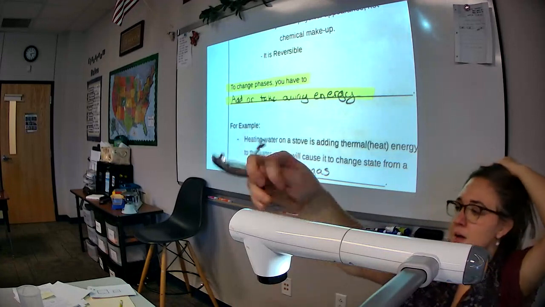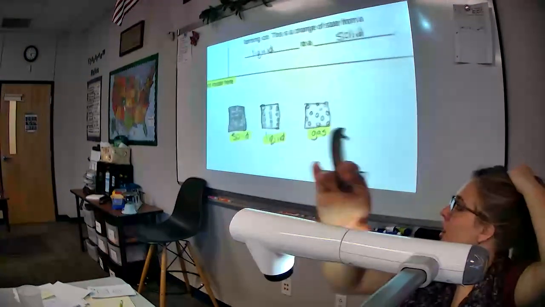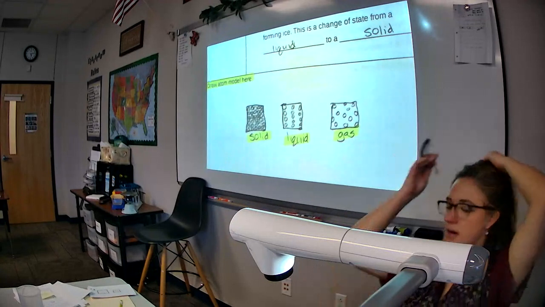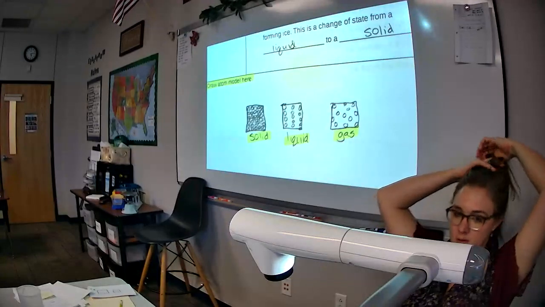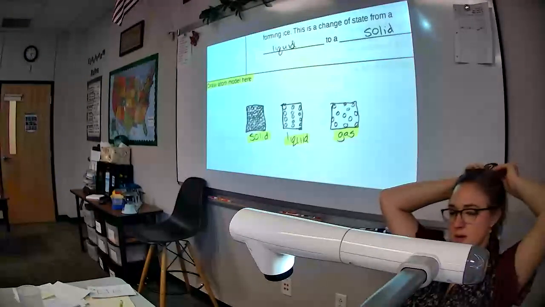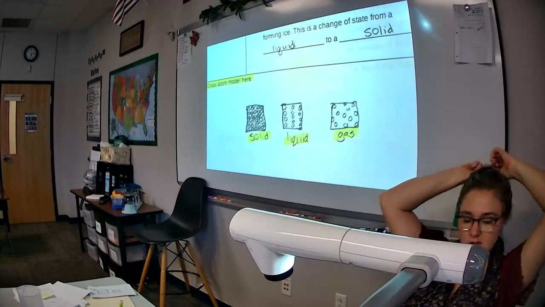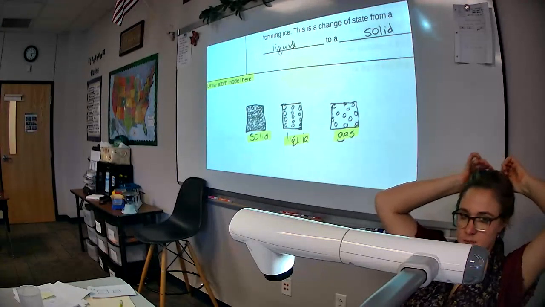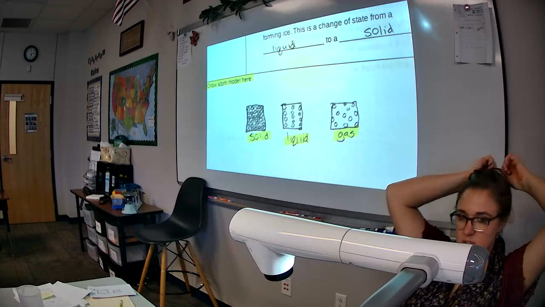And then at the bottom, I want you to know the 3 different atom models. Solid, liquid, and gas. You will have to be able to label those for the, I think the quiz, but I know the test. I'm almost positive. Test. Okay? All right, then you can go on to notes number 2.